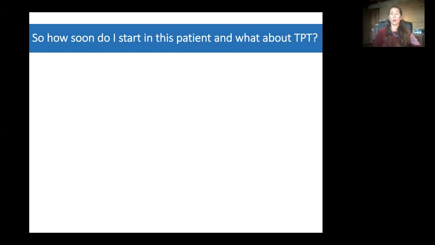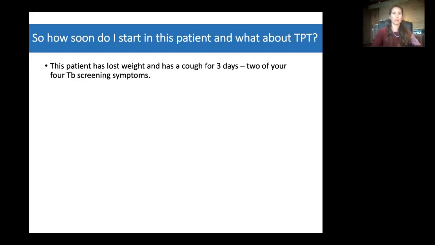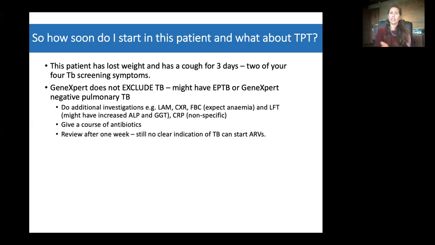But now, how soon do I start this particular patient? Because remember, I said this patient's sick. He's had a bit of a cough, he's lost weight, he's got 2 of the 4 TB screening symptoms. And now you say, but hold on, GeneXpert was negative. Please remember, your GeneXpert does not exclude TB, especially in our patients with HIV. You might have extrapulmonary TB, so then you'll just see the weight loss. Might have hilar lymphadenopathy in your children, then you won't find anything on a sputum. Or you can get GeneXpert negative pulmonary TB.